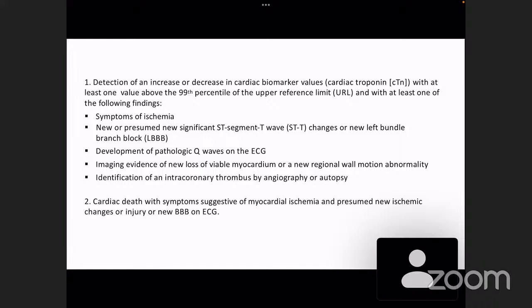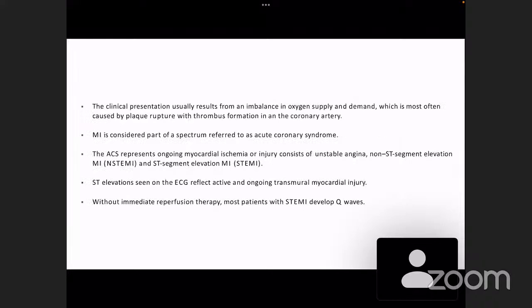Second is the cardiac death with symptoms suggestive of myocardial ischemia and presumed new ischemic changes or new bundle branch block on ECG. The clinical presentation usually results from an imbalance in oxygen supply and demand, which is most often caused by a plaque rupture leading to the acute coronary syndrome.